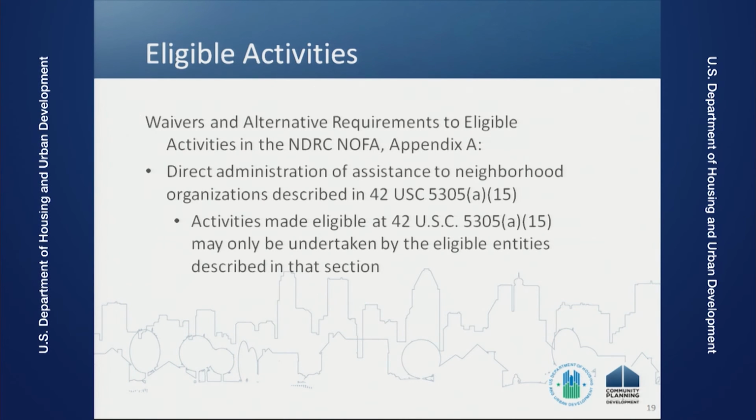Finally, Appendix A provides a clarification to an eligible activity. Direct administration of assistance to neighborhood organizations, which is described in 42 U.S.C. 5305A15, may only be undertaken by the eligible activities described in that section. So this is a clarification or modification of an eligible activity that's typically permitted under CDBG.